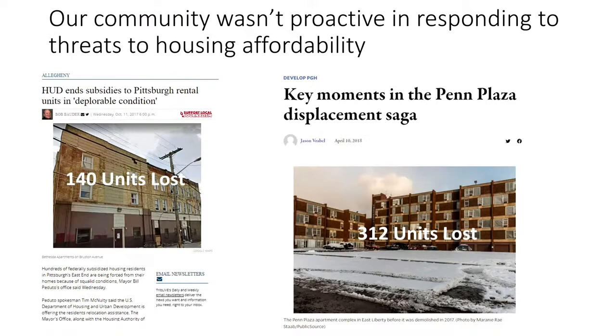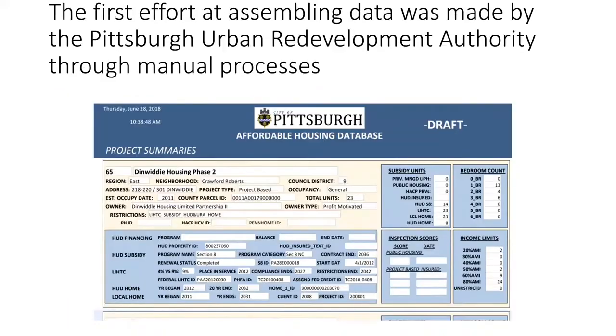So our community, like many of your communities, was not proactive in responding to threats to housing affordability. Those threats come on subsidized dwellings through expiration of subsidies, but also condition issues where HUD pulled subsidies from a number of properties in Pittsburgh, 140. So in the period of a couple of years, units were lost.